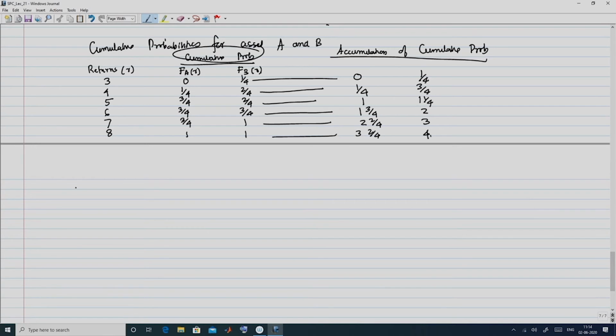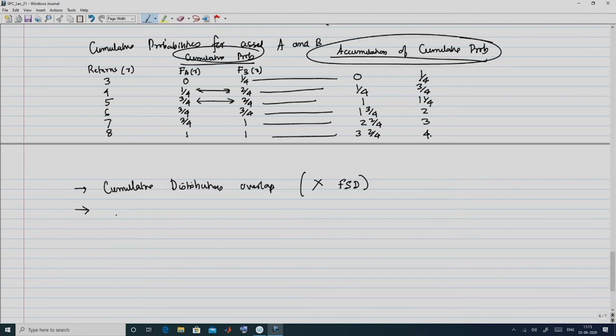Here we observe two things. The cumulative distributions overlap: you see here 1/4 is less than 3/4, but here 3/4 is greater than 2/4. So there is an overlap. Obviously, we cannot carry out the desirability test using first order stochastic dominance, and accordingly we have to look at the accumulated cumulative distribution.